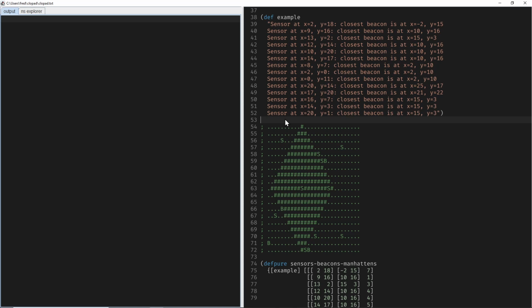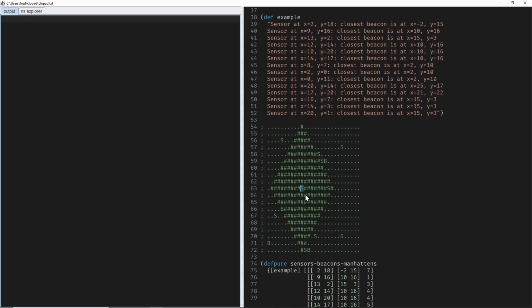Today's puzzle deals with sensors and beacons. For example, this sensor senses this beacon because it is closest to it according to the Manhattan distance. Here the Manhattan distance is 1, 2, 3, 4, 5, 6 plus 1, 2, 3 equals 9. So in a Manhattan distance of 9 from the sensor, there definitely isn't any other beacon. Otherwise, we would have sensed it.